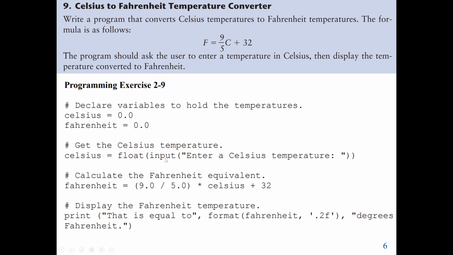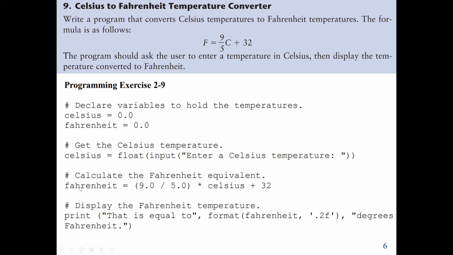Now we are going to do an arithmetic operation. So we convert the input, which is a string, to float. We assign the result to a variable named Celsius. Now to calculate the Fahrenheit, it will be 9.0 divided by 5.0, and the reason we are using 9.0 divided by 5.0 is that we want our result to be a decimal number, times the Celsius plus 32.